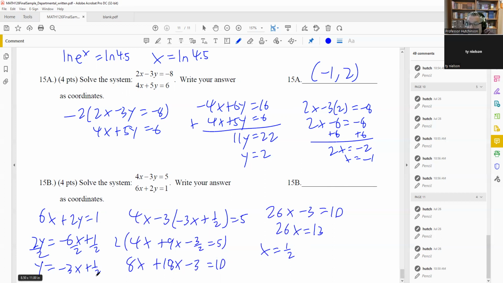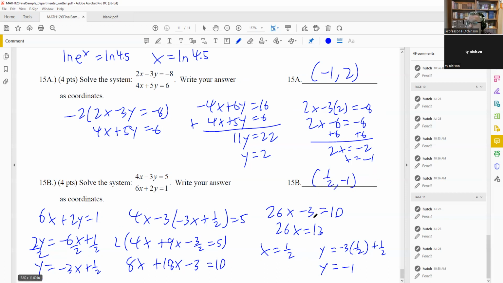Now we already did find the y value earlier. We have y equals -3x plus 1/2. So I'm just going to put the 1/2 into here. I have -3 times 1/2 plus 1/2. And what we get from this is -3/2 plus 1/2, that's -2/2, or -1 as the answer. So 1/2 and -1 is what you get for the answer.